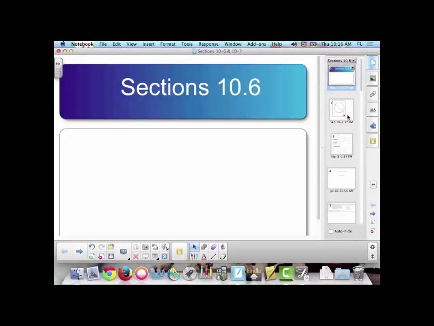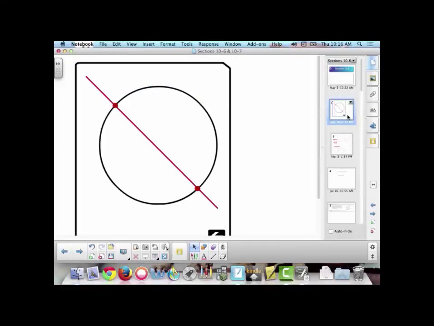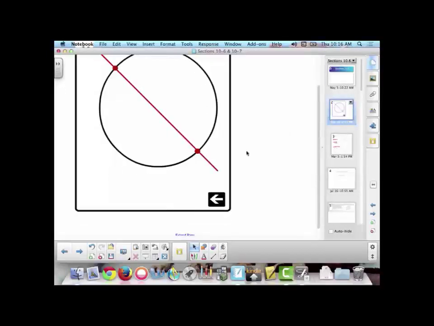Today we'll be doing 10-6 in your book. Last class we talked about tangent lines, lines that intersect the circle in only one point. Today we're going to talk about secant lines, lines that intersect the circle in 2 points.